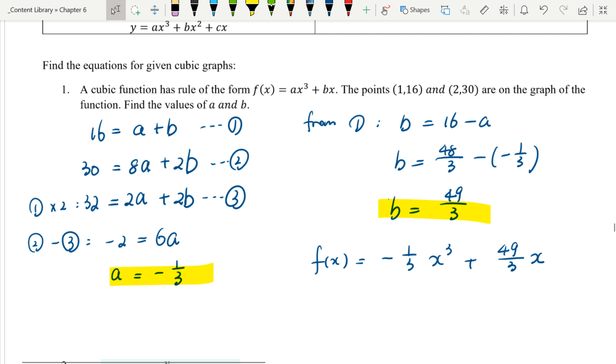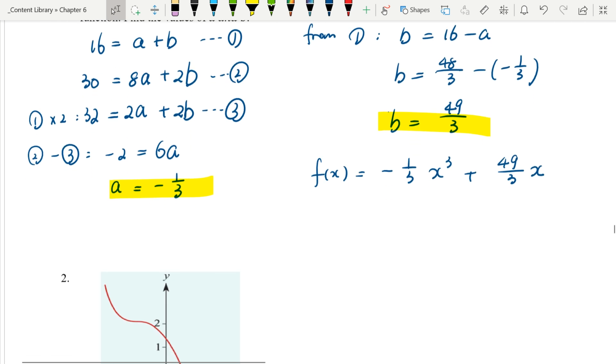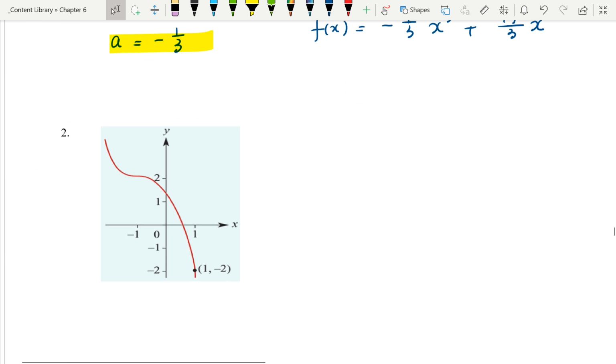For a cubic, what's the most number of variables you need to solve? For this one I got 2 variables because I only got the cubic term and the x term. But for any cubic, you have ax cubed, bx squared, cx, and d, the constant. So at most, if you give a full equation like that, you need 4 points to solve out the a, b, c, d values. Does anyone have any questions? Okay, if not, let's move on to the next one.